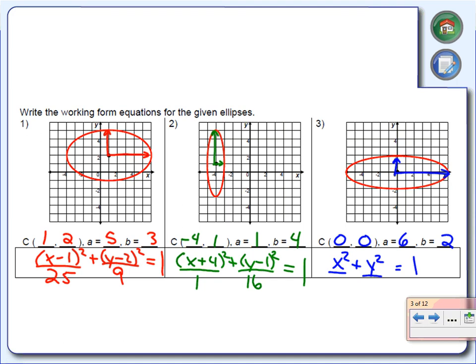So, what goes underneath the x squared then? 36. That's 6 squared. And underneath the y squared, we need a 4. That came from squaring the 2. 2 squared is 4. So there's the equation for number 3. So as you can see, guys, it's not much more difficult than what we did yesterday. It's pretty simple.